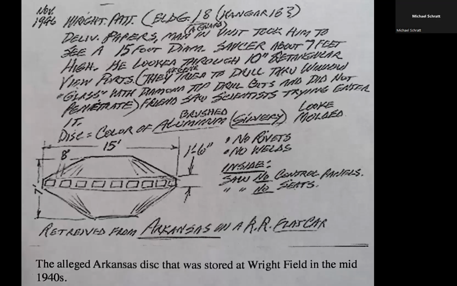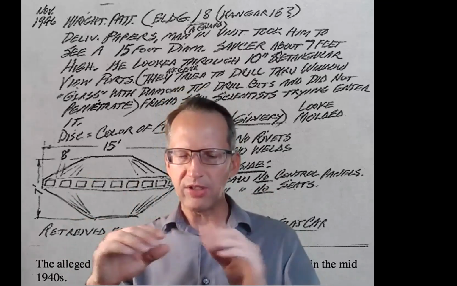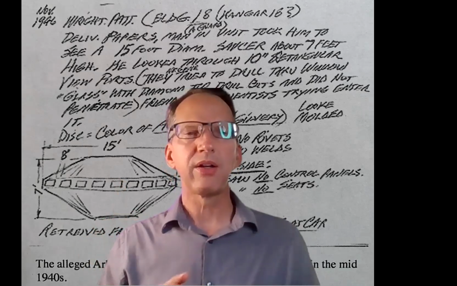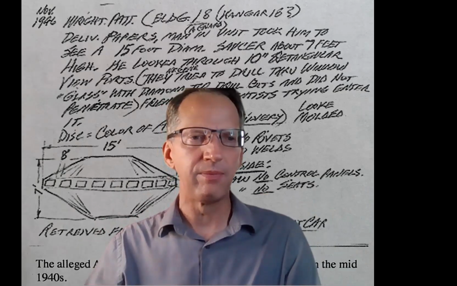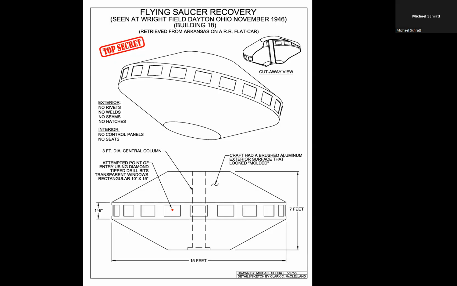Now, this craft was 15 feet in diameter and 7 feet tall. It had an 18-inch flat section around the outer circumference, and wrapped around that circumference were 15-inch by 10-inch rectangular windows. This craft came in from Arkansas by railroad boxcar. That's how they brought it in. This was the original drawing, and I went ahead and did an AutoCAD rendering. This is my first pass at an AutoCAD drawing of this craft.